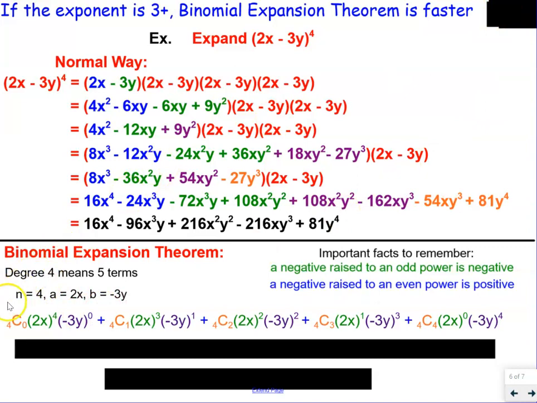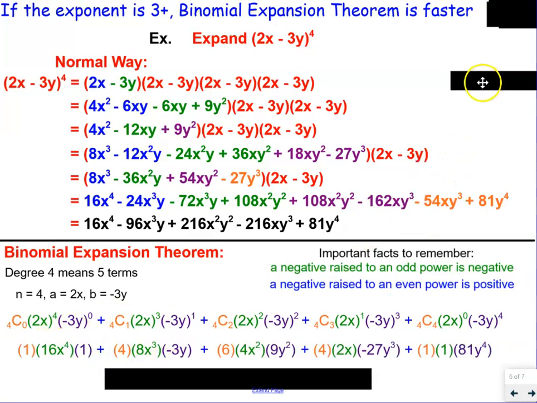So 4 choose 0, A to the 4th, B to the 0. 4 choose 1, a to the third, b to the first. 4 choose 2, a to the second, b to the second. 4 choose 3, a to the first, b to the third. 4 choose 4, a to the 0, b to the fourth. I type the first part in the calculator to get those orange numbers.